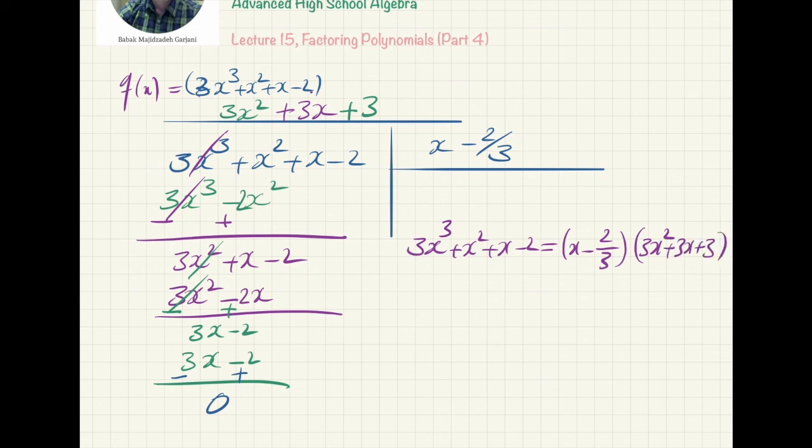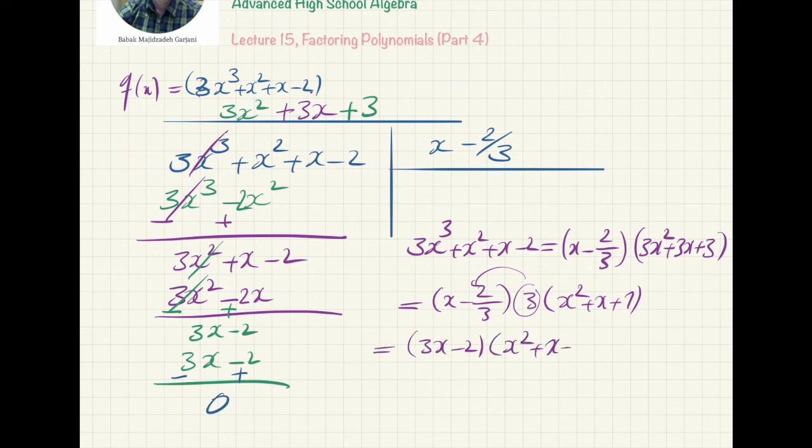Again, you see that this is in principle not acceptable here because 2/3 is a rational number, but the good point here is that I have a factor of 3 all the way around. So I will factor that one out. I will get x^2 plus x plus 1. Then I use this 3 and multiply it here. So then it becomes (3x minus 2)(x^2 plus x plus 1).